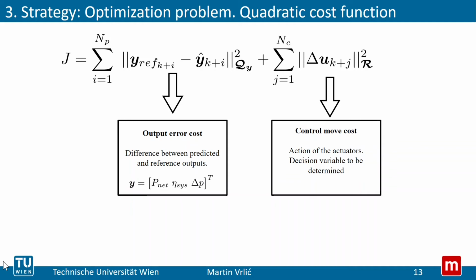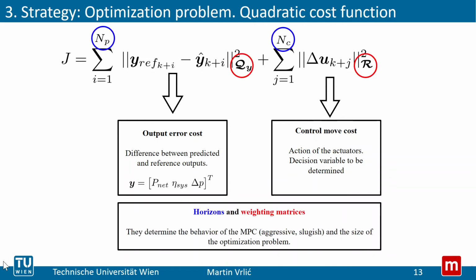This cost function should be minimized, meaning that the predicted outputs should match the desired outputs, and the control move should be low, meaning that the controller is not very aggressive. The MPC performance is defined by the horizons, the prediction and control horizon, and weighting matrices, which determine the aggressiveness or sluggishness and the size of the optimization problem. Longer horizons mean better predictions, but higher computational cost.